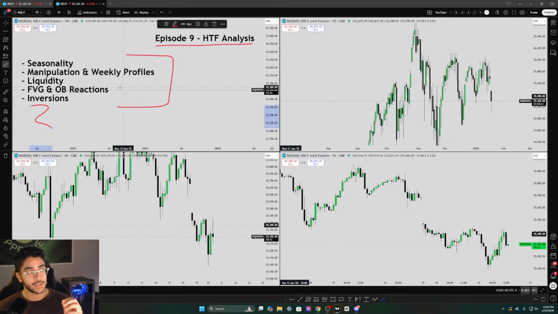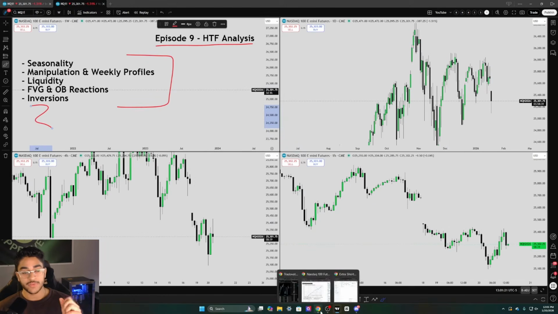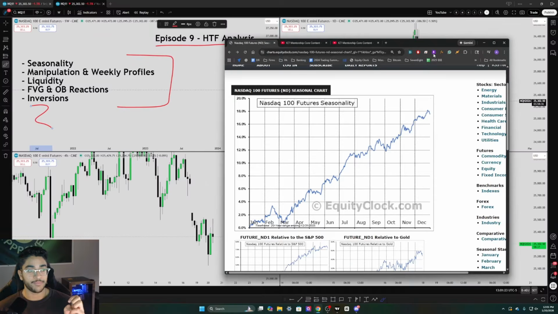So number one, let's get into it. Seasonality. There's a free website. It's called equityclock.com, in which you can access aggregated data for all sorts of assets, right? Commodities, oil, indices, all different futures contracts. And specifically, looking at the NASDAQ 100 futures, we can see that this is how NQ performs on a monthly basis and how those months are broken down.